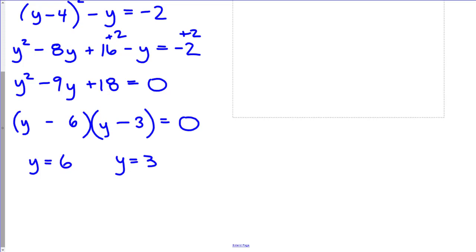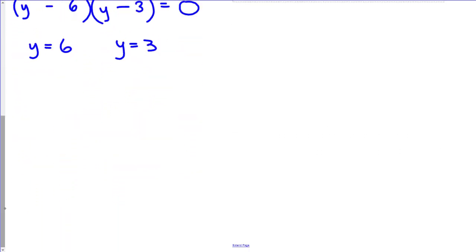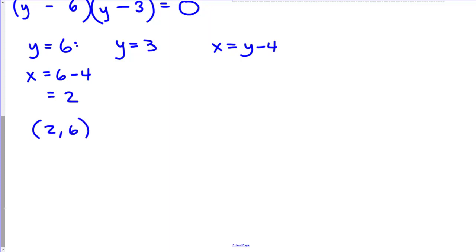What I need to do now is come up with the x coordinate for each one of these. I can go back to any of my equations, but I think the easiest one will be the one that's already solved for x. So x is y minus 4. If y is equal to 6 and x is y minus 4, then x is going to be 6 minus 4, which is 2. So that solution is 2, 6. Be careful not to write 6, 2, because we determined the y coordinate first was 6. Make sure you get the x and y in the proper position. The other solution, when y is equal to 3, I would have x equals 3 minus 4, or negative 1. So the other solution to this system is negative 1, 3.